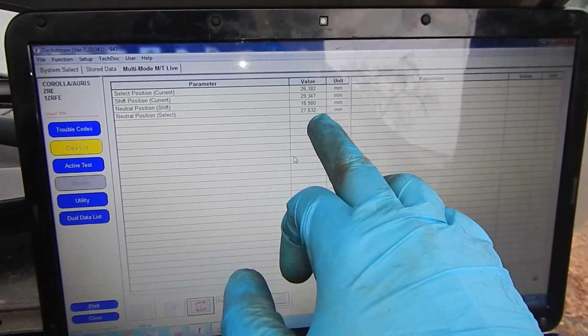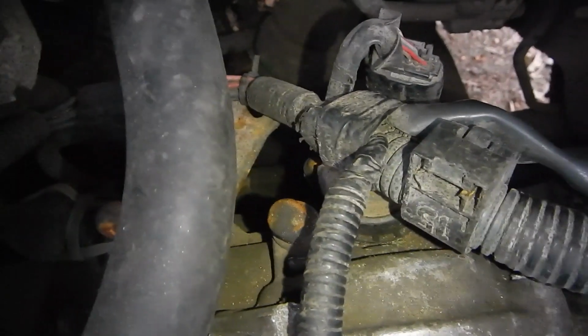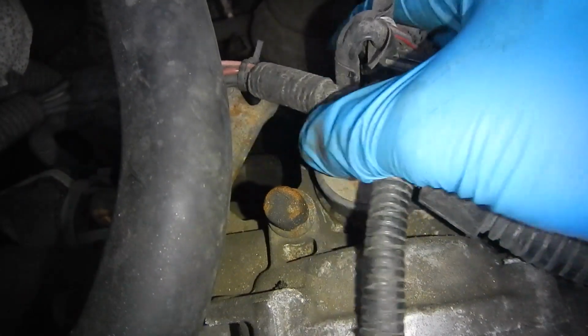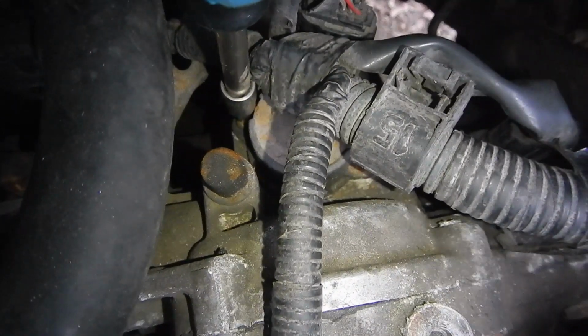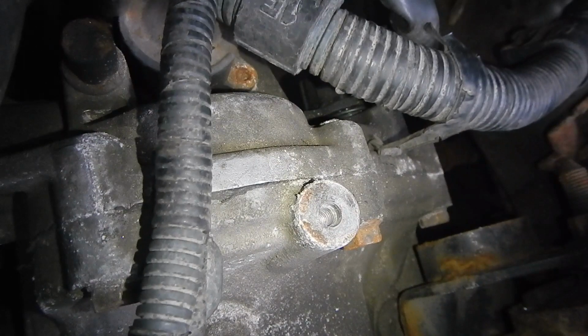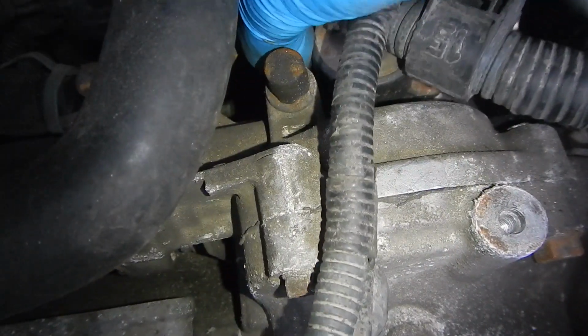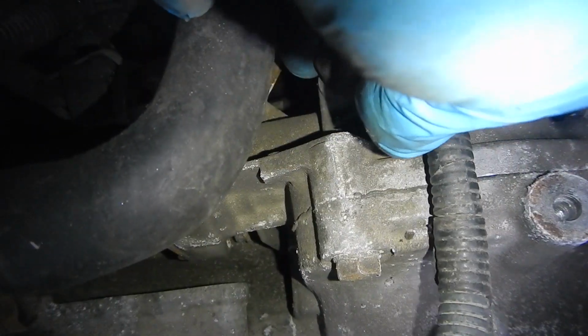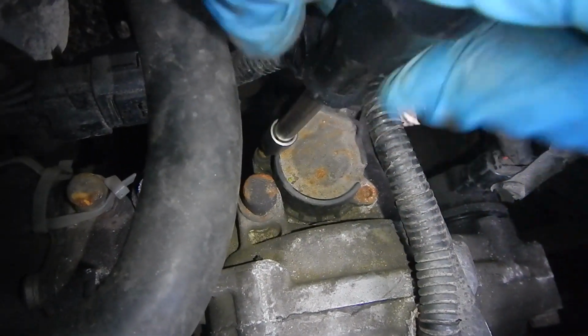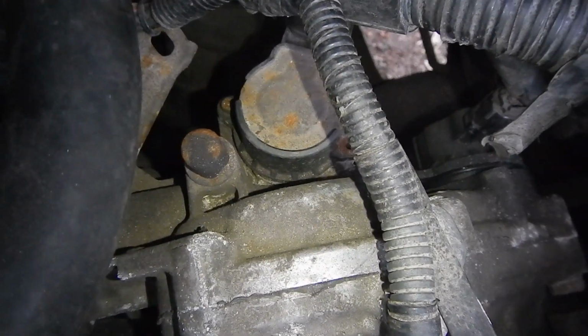I have a difference of 1 millimeter. So I need to adjust it. How to do it? Look at this. This is select. So I remove the bolt, this small one. Let's remove the connector. It will be much easier. Not easy to do with one hand.